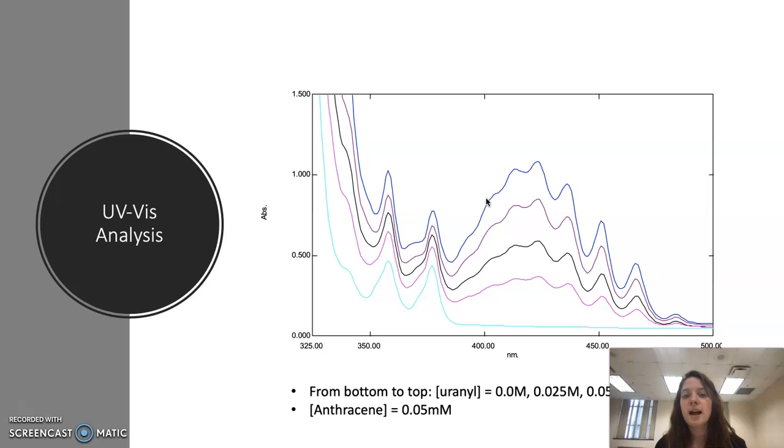Next was the UV-Vis analysis of anthracene with uranyl. With each increase in concentration of uranyl and anthracene held constant, there was also an increase in the absorbance, meaning that an EDA complex did form, and it was via the inner sphere charge transfer.